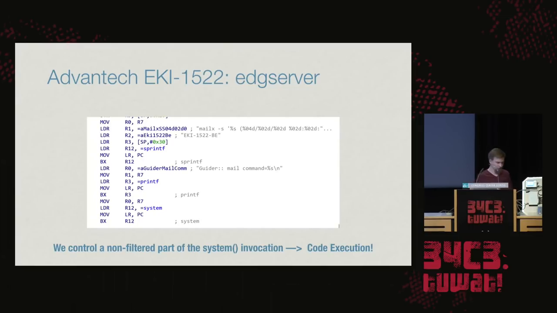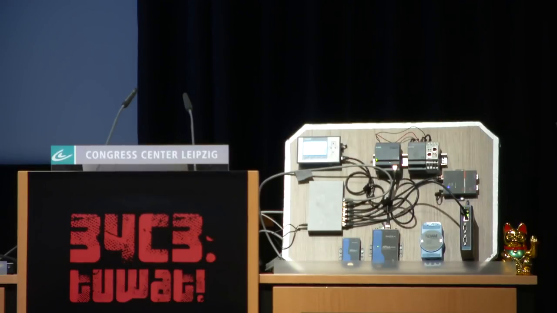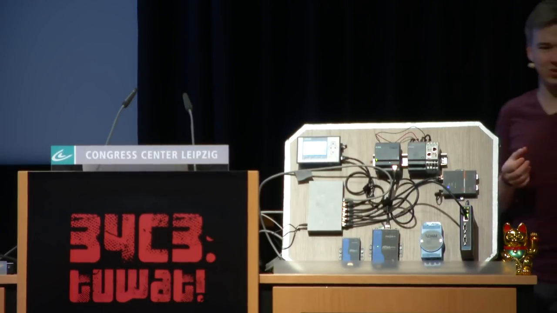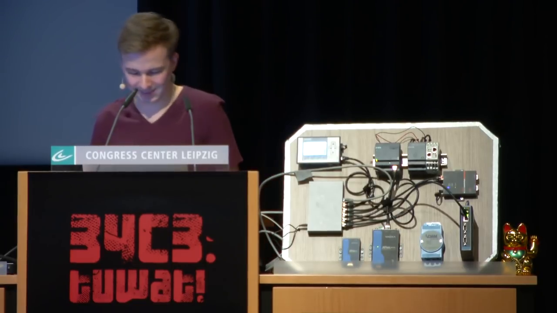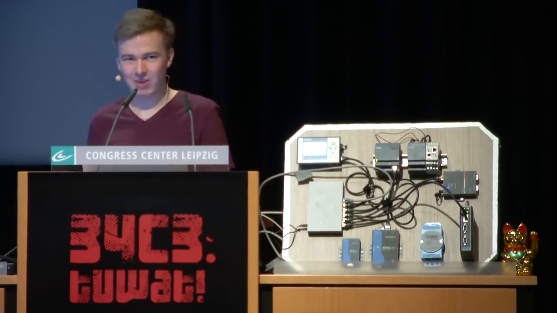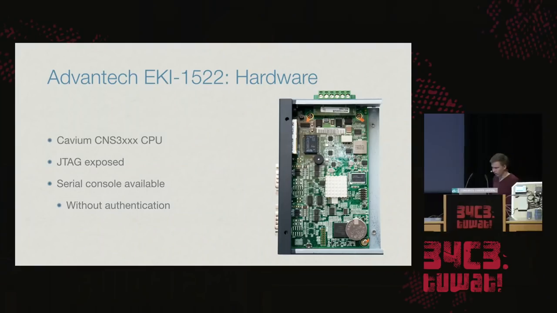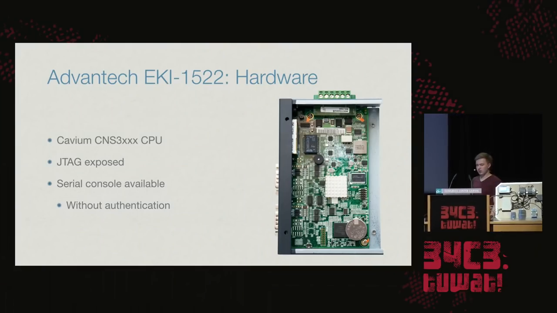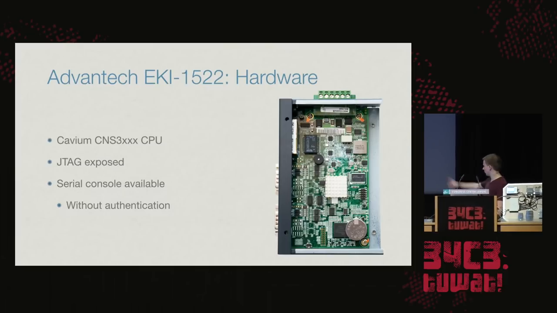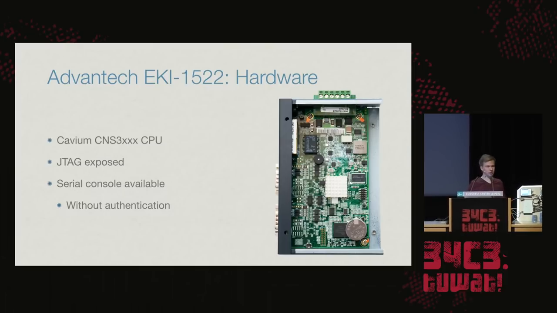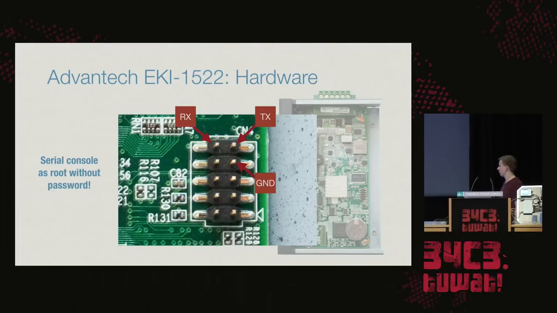And this is kind of a funny story, because it was just $40, I first bought this device, which in the firmware has the same bug, but the mail functionality is broken, so I couldn't test it. So I had to go to eBay again and buy the bigger one. It looks like this. It comes with a Cavium CNS CPU. It has JTAG exposed on the bottom there, and a serial console is available, again, without any authentication. So beautiful. You just connect your Bus Pirate or your UART adapter to it, and you have a full serial console.